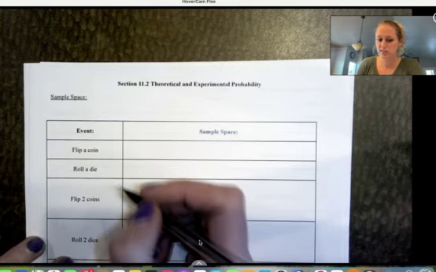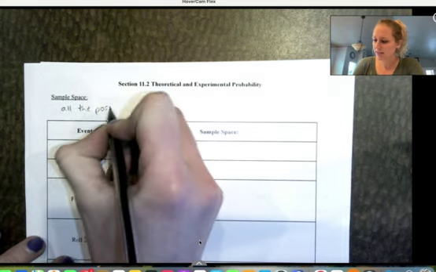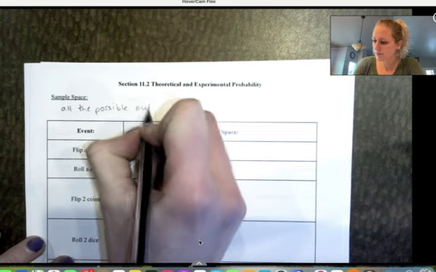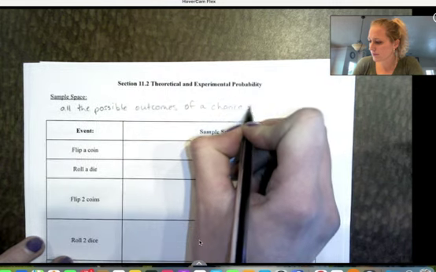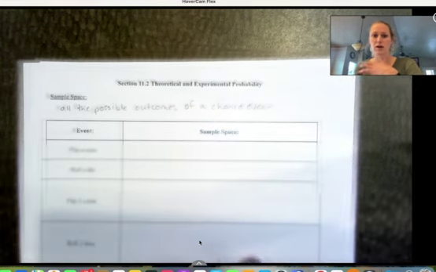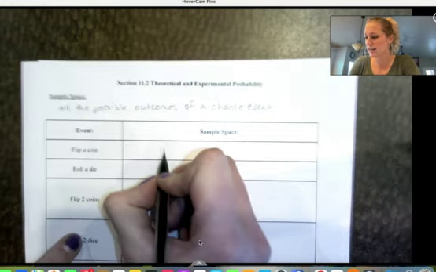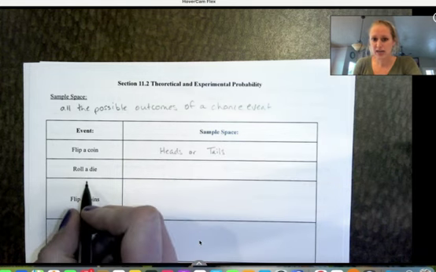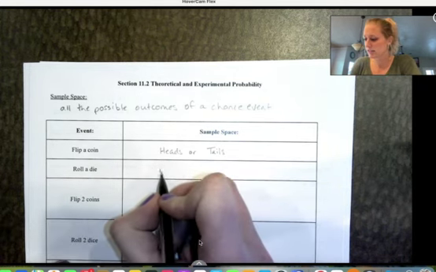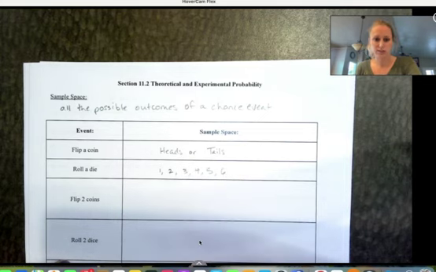Okay, so one thing that we're going to talk about quite a bit is something called the sample space, and all that is all the possible outcomes of a chance event. So for example, chance events are things like flipping a coin, rolling a die. When you flip a coin, there are two possible outcomes, right? Heads or tails. So that is our sample space. When you roll a die, right, a single die, there are 6 different numbers. So 1, 2, 3, 4, 5, and 6 are the sample space.